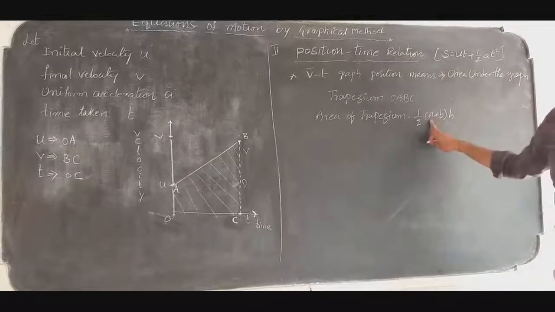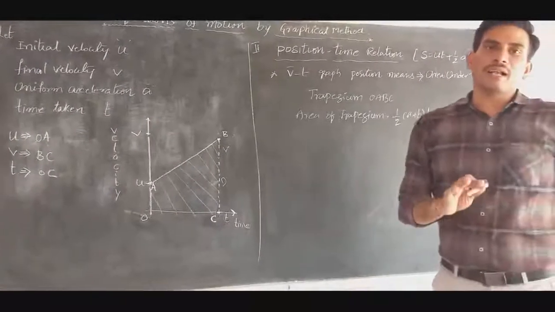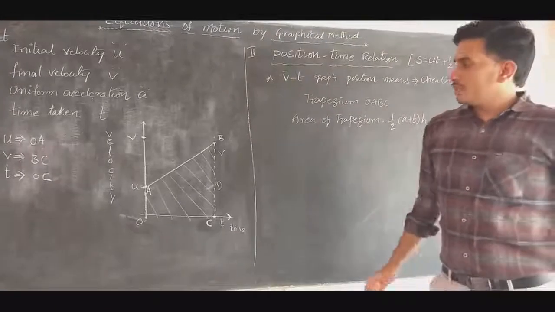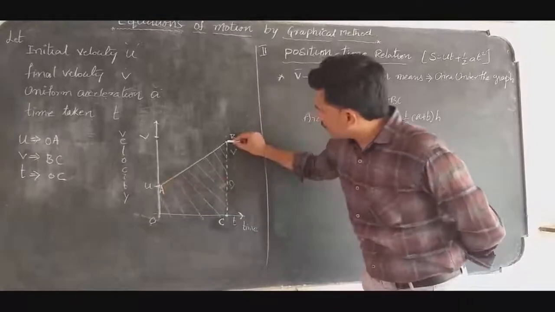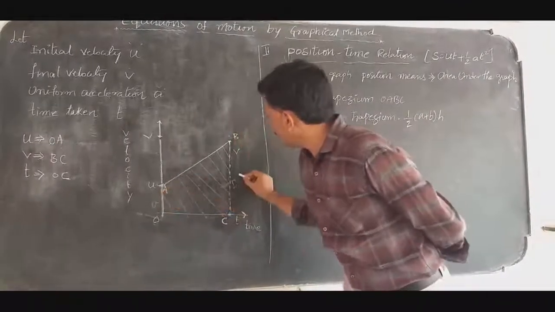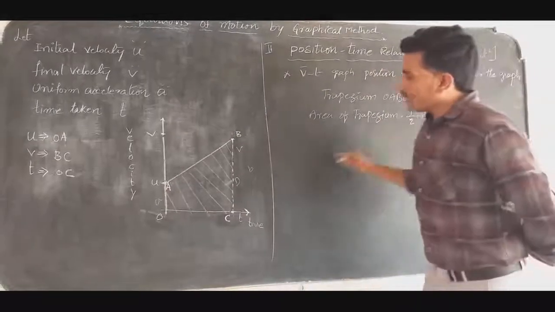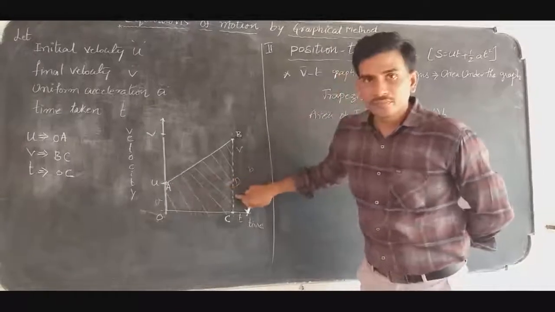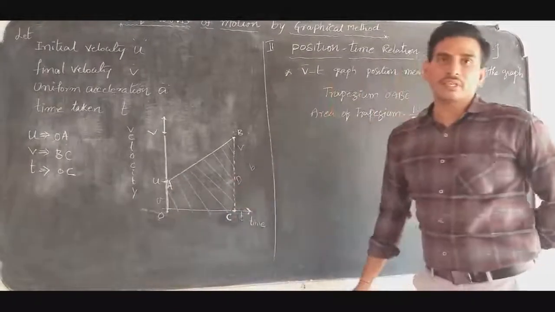What is A here? What is B here? A and B are two parallel sides of a trapezium. So here, this is one parallel side and this is another parallel side. So you can take that this is A and this is B. And what is H here? The perpendicular distance between these two. Then OC will become the perpendicular distance.